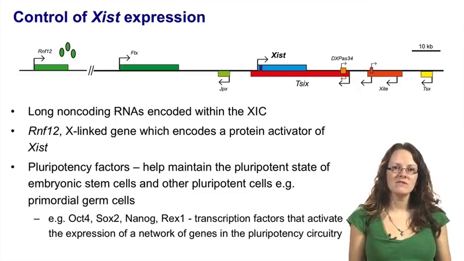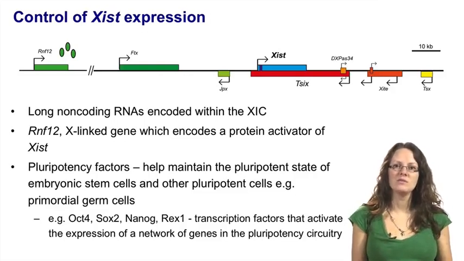These pluripotency factors are found to be expressed in these two cell types, and, for example, OCT4, SOX2 and NANOG are perhaps the most famous three, although there are many others, and REX1 is one of those. So these transcription factors activate genes within the pluripotency circuitry, the genes that really need to be there to maintain the pluripotent nature of these cell types.